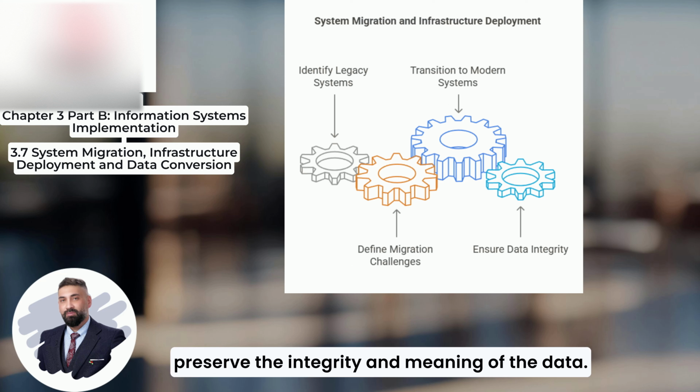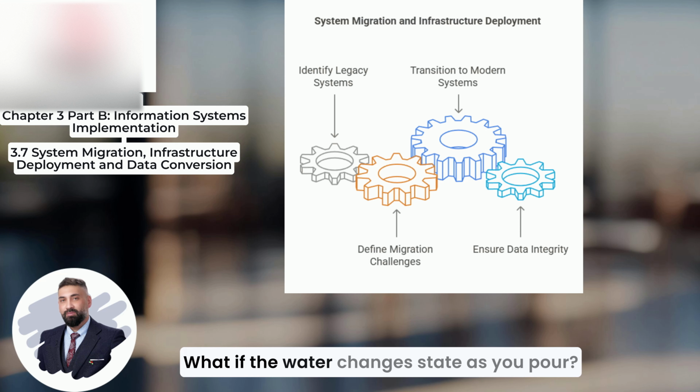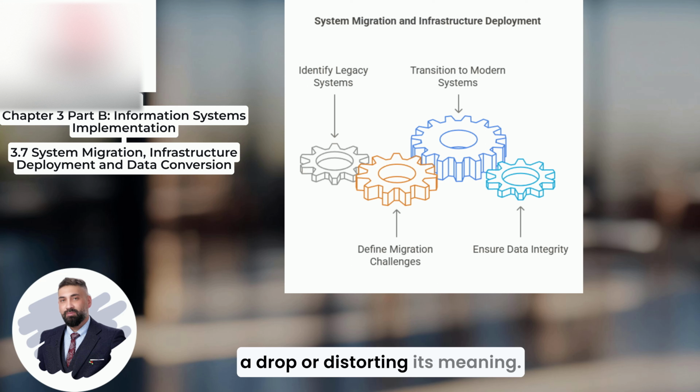meaning of the data. Think of data migration like transferring water between pitchers. It sounds simple, doesn't it? But what if each pitcher has a completely different shape? What if the water changes state as you pour? Data must change formats, coding schemes, and structures in the process, all without spilling a drop or distorting its meaning.